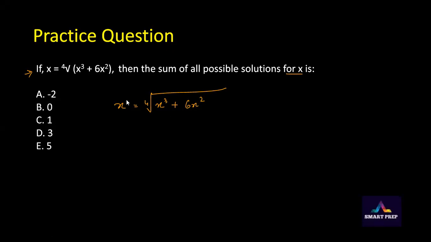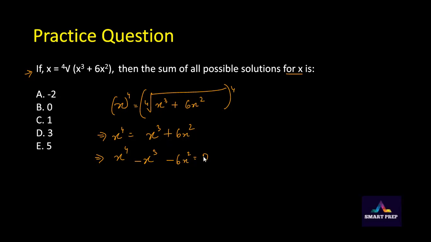So what you can do is take raised to power 4 on both the sides, right? On both the sides, you can easily take raised to power in order to remove this fourth root. So it comes to be x raised to power 4 is equal to x cube plus 6x square. Now, if that is the case, you can take all the terms on the left hand side. So x raised to power 4 minus x cube minus 6x square is equal to 0.